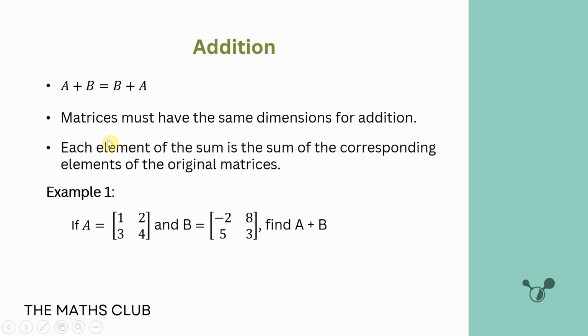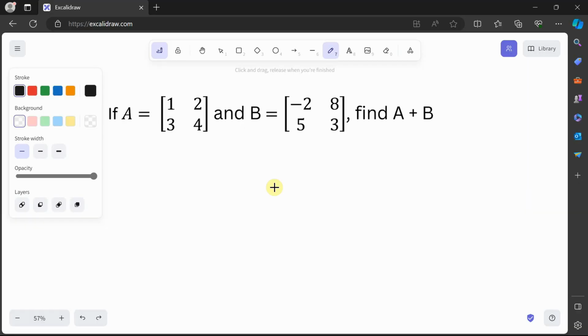It says that if A is equal to 1, 2, 3, 4 and B is equal to minus 2, 8, 5, 3, we should find A plus B. So to solve this, the resulting matrix will be A plus B. So if I do my brackets here, we said that it's going to be the sum of the corresponding elements. The first of them is going to be the sum of the first of the matrix A and the first of the matrix B. So when I say first, I'm talking about A11. This is how to denote this: this is A11, this is B11.